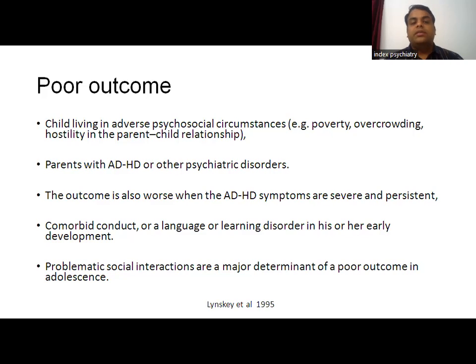Poor outcomes. Children living in adverse psychological circumstances like poverty, crowding, hostility in the parent-child relationship, or parents with ADHD or other psychiatric disorder. The outcome is also worse when ADHD symptoms are severe and persistent, and with comorbid conduct, language, or learning disorder in early development. Problematic social interaction is a major determinant of poor outcome in adolescence.